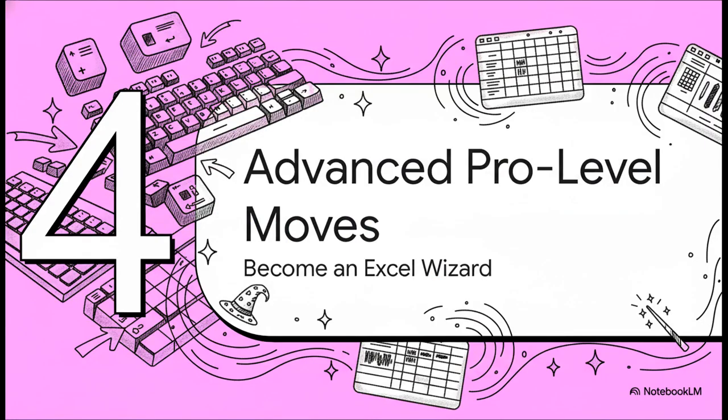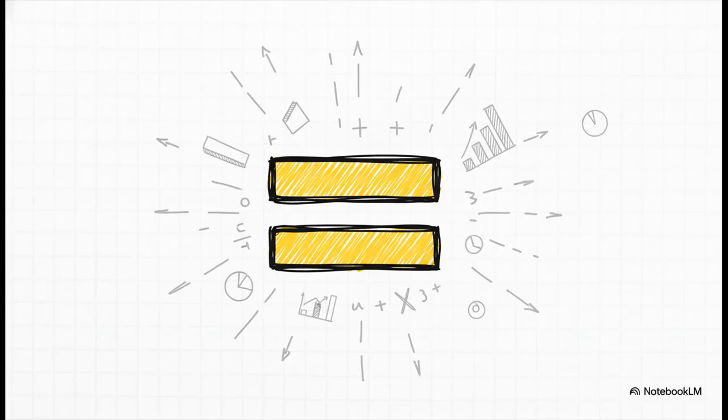It opens up the Format Cells menu and puts every single option right at your fingertips. Okay, you've got the fundamentals down pat. Now, let's get into the fun stuff. These are the pro-level moves that are going to seriously impress your coworkers and make you feel like a total Excel wizard. And it all starts with this, the equal sign.